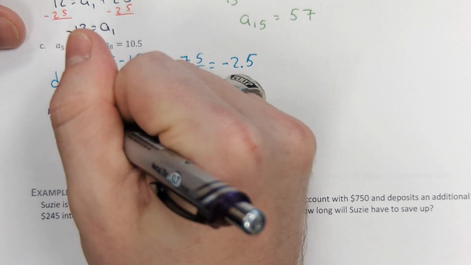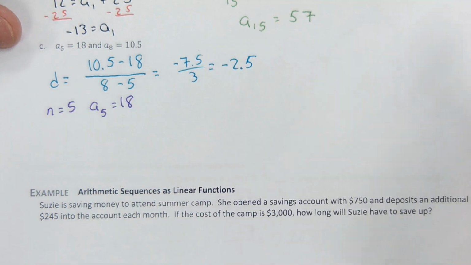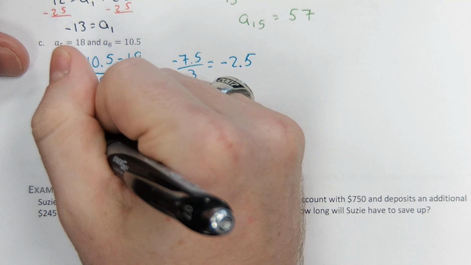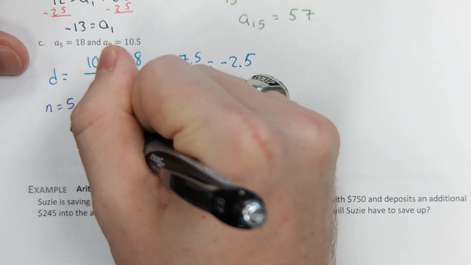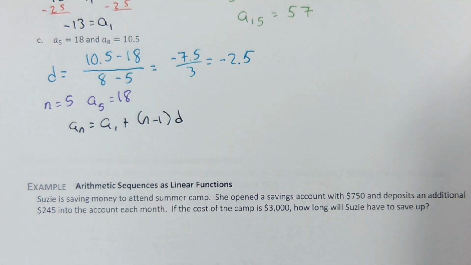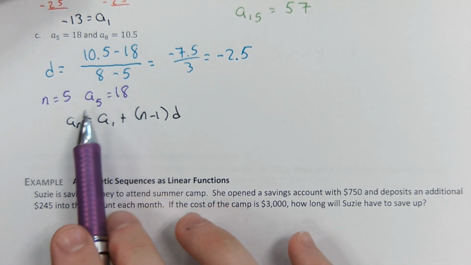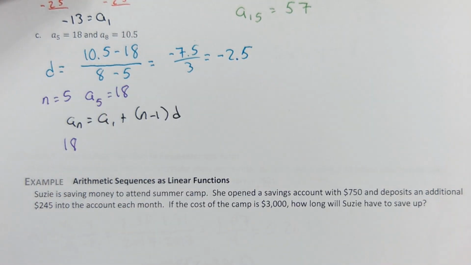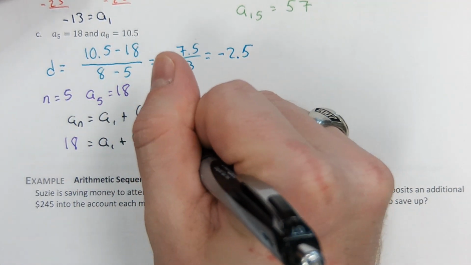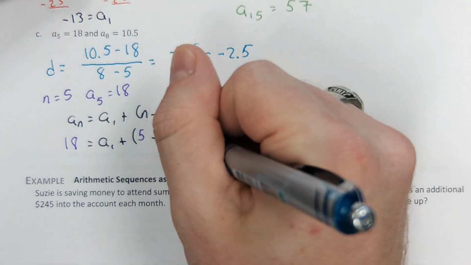I know that n is 5 when a_5 is 18. So I can easily fill out the nth term formula. So we knew that a_n was 18. We're going to figure out what a_1 is here in just a second. But we know that n was 5. And we found that the common difference was negative 2.5.